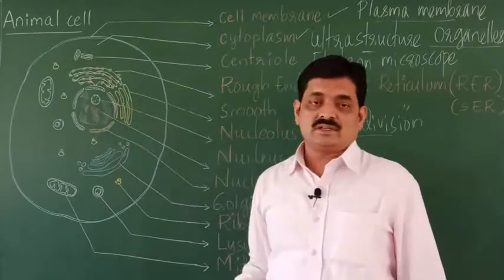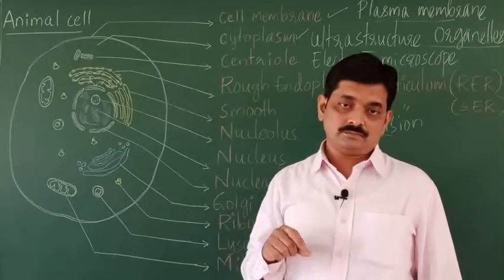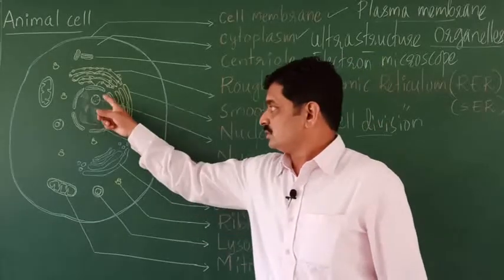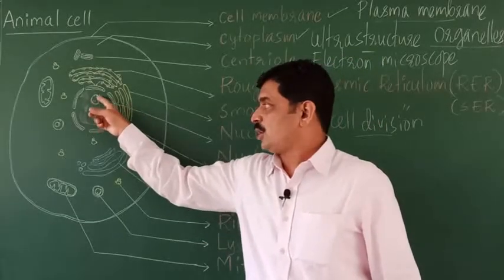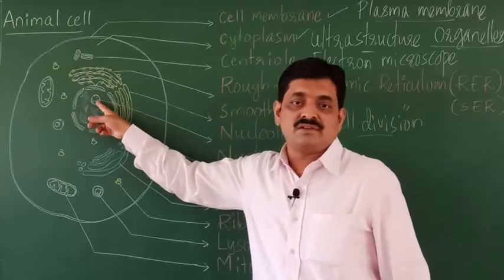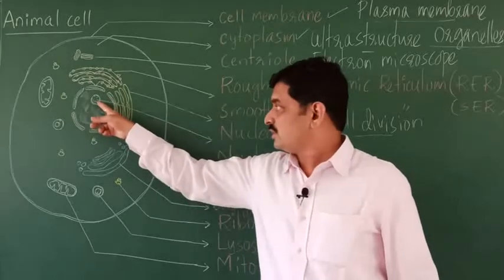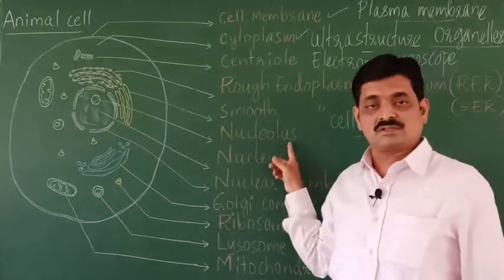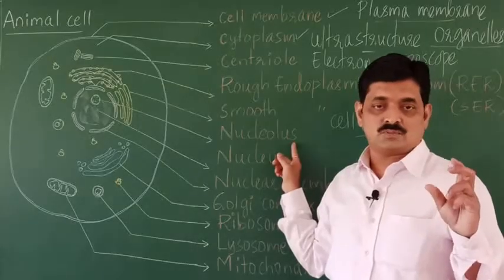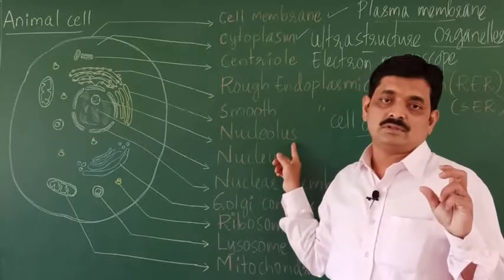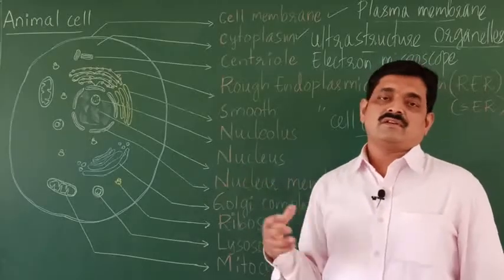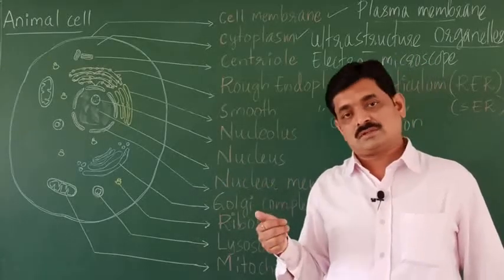Then inside the nucleus you can observe a dark staining structure. So this dark spot inside the nucleus is called the nucleolus. The nucleolus is a dark spot that is found inside the nucleus. Now what is the function of this nucleolus?